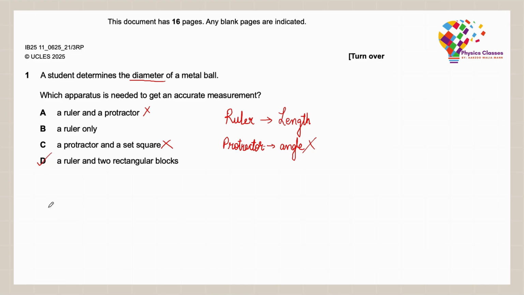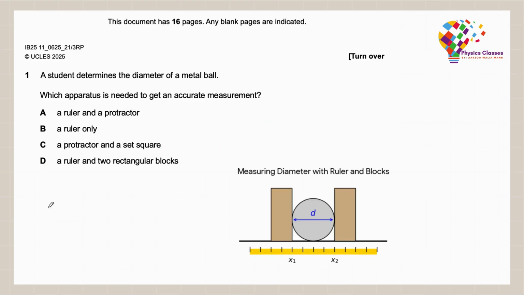If I place the metal ball in between the two rectangular blocks, and I mark the x1 point where the metal ball begins, and I mark x2 where the metal ball ends. If I take these two endpoints and subtract, if I do x2 minus x1, then I'll get the diameter of the ball. That's how I can find out the diameter of the metal ball. I hope you understood. Let's look at the next one.